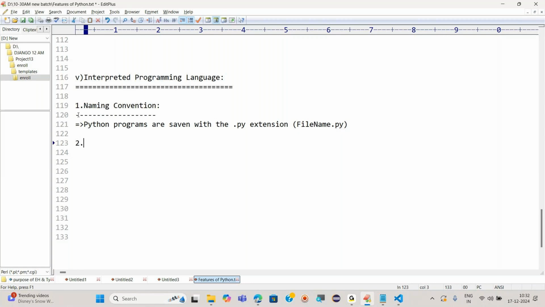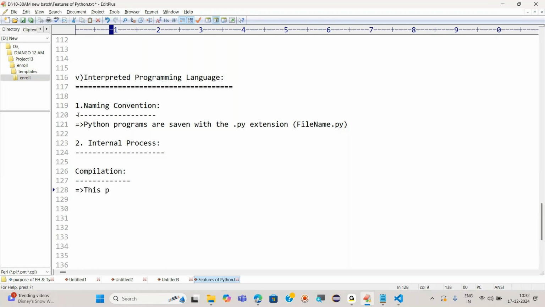The second I will say is internal process. How does it work? In internal process, we have two things. One is compilation. Okay, one is compilation. What is this?